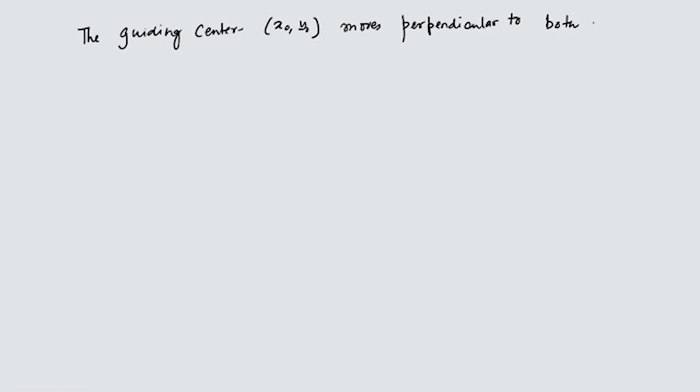Let's see that. Okay. So the guiding center, which earlier we have denoted by x0 y0, this guiding center x0 y0 moves perpendicular to both E and B. Okay. So this guiding center moves in that direction. So the charged particle drifts. The charged particle drifts with a velocity Vd.